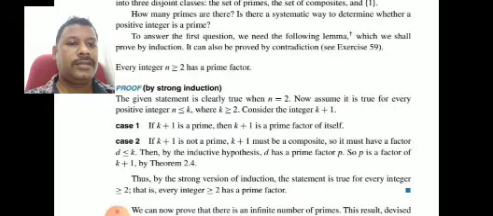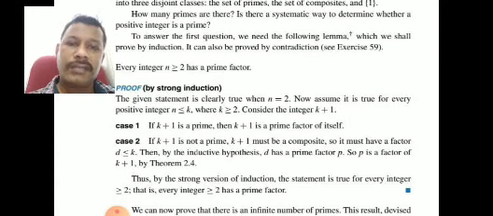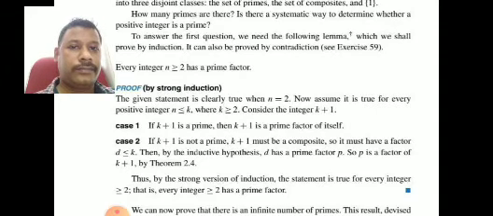then k plus 1 is a prime factor of itself. For example, 3 or 5 or 7. You know that 7 is a prime. Then 7 is also a factor of 7. Therefore 7 is a prime factor of itself.